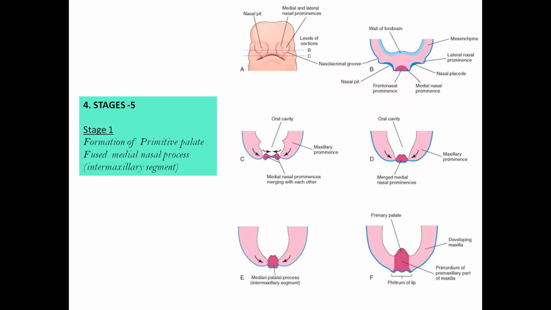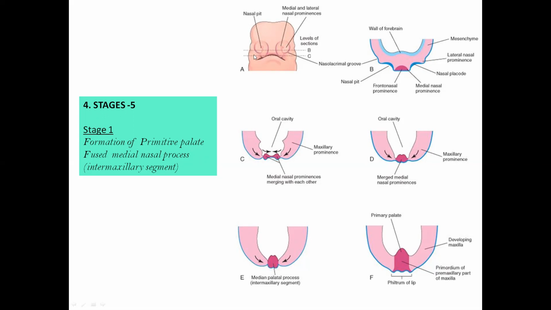Stage 1 is the formation of primitive palate. In this diagram, this is the frontonasal process. With the formation of nasal pit, the mesoderm surrounding the nasal pit forms raised edges. They are called medial nasal prominence and lateral nasal prominence. This is the future oral cavity. It is bounded above and laterally by the maxillary process, below by the mandibular process.